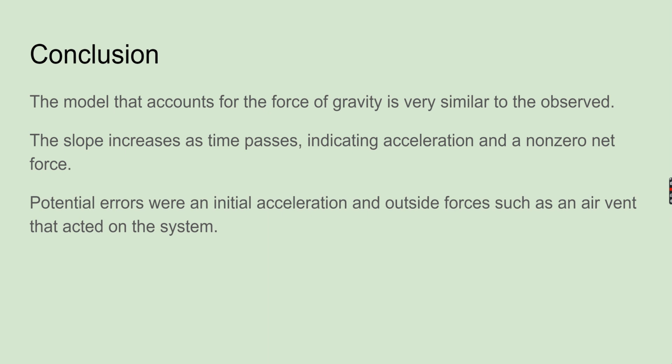So in conclusion, the model that accounts for the force of gravity is very similar to the observed motion. The slope increases as time passes, indicating an acceleration and a non-zero net force. And potential errors for this lab were an initial acceleration or outside forces such as an air vent that acted on the system.